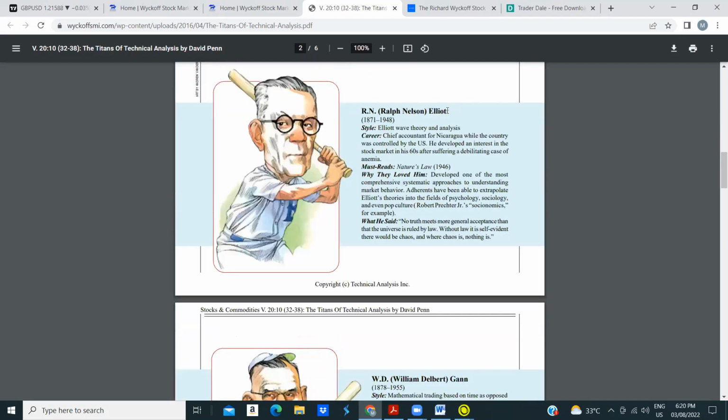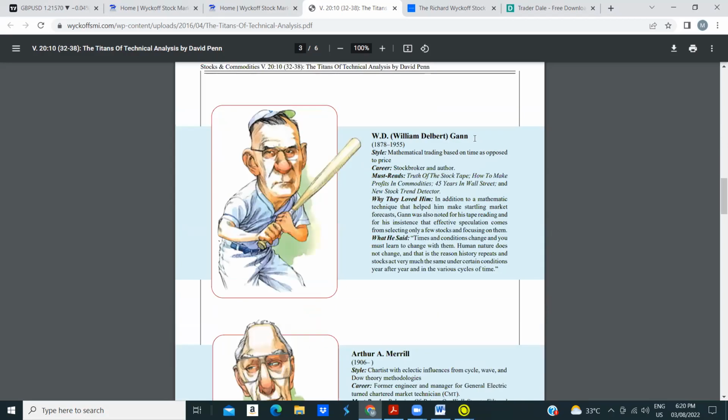Then there is Nelson Elliott. You know about Elliott wave theory, right? Very, very famous Elliott wave theory, right? Got it? So he was the second titan. The third one was W.D. Gann. He was a mathematician.